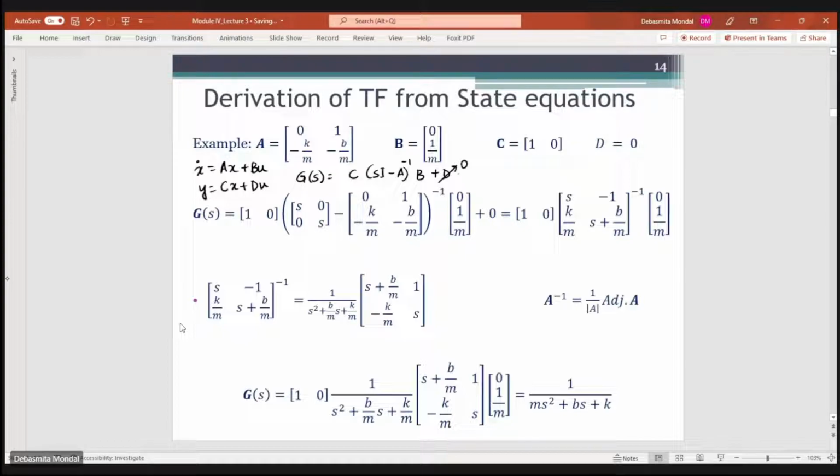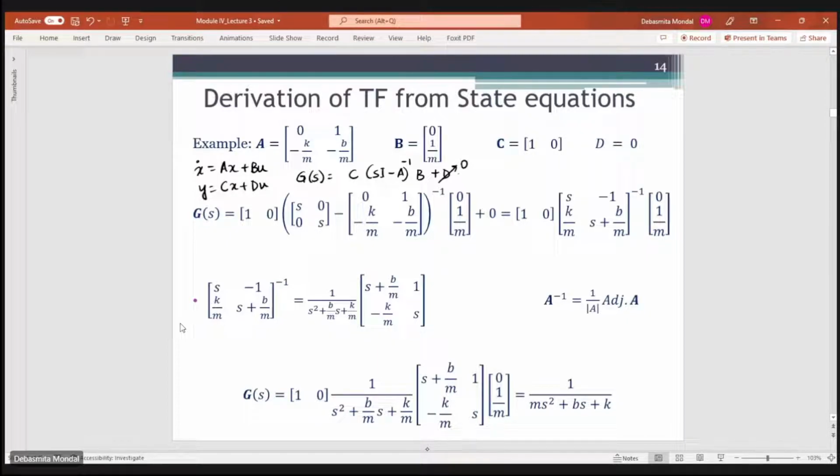If you find the value of this (sI minus A) matrix, the inverse of a matrix A is given by the adjoint of that matrix A divided by the determinant of the matrix. Using this equation, you can find the value of this inverse matrix. Okay, so this is the inverse of this matrix. In the next step you will write [1, 0], then substitute this in the middle, and then you have [0; 1/M].